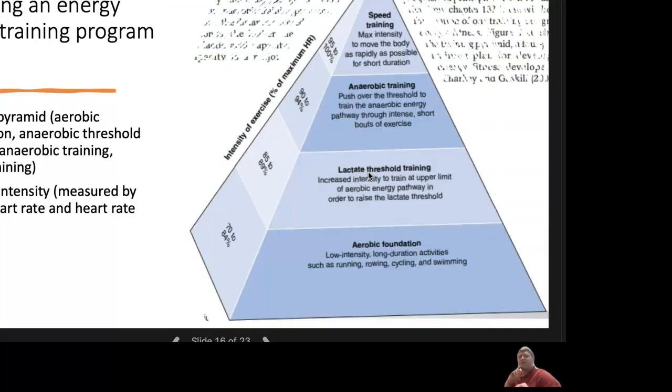So I like this one. Your training pyramid is what they call it. So you would have your aerobic foundation, going from 70 to 84%. Your lactate threshold training would be 85 to 90. That's pretty precise. And your anaerobic threshold training would be 90 to 94, and your VO2 max testing. So those are all interesting ones there.